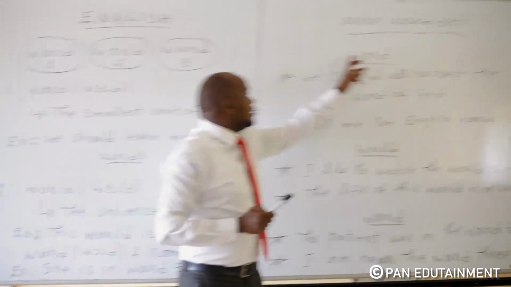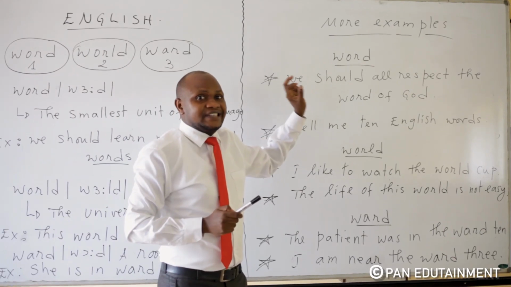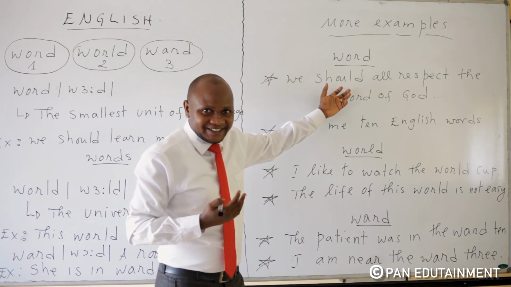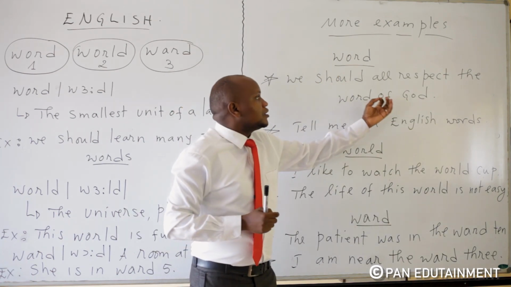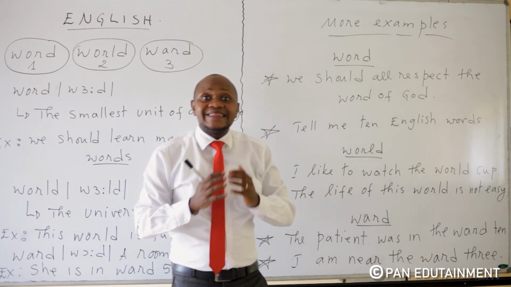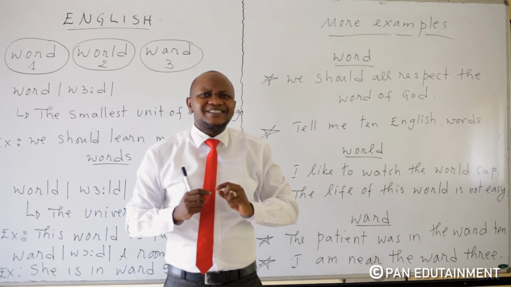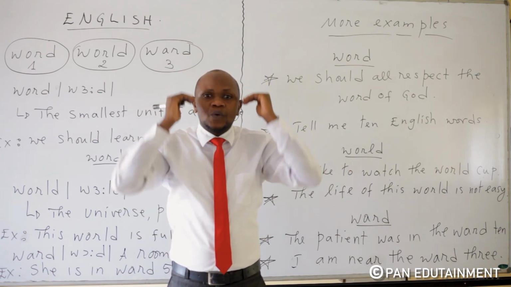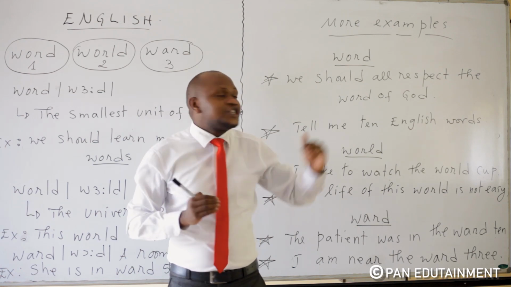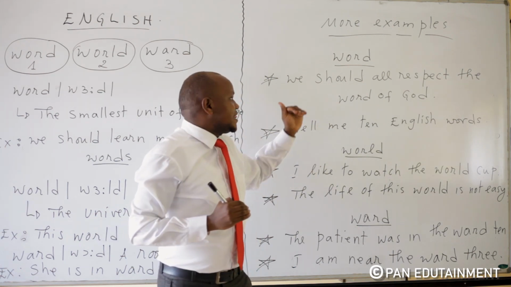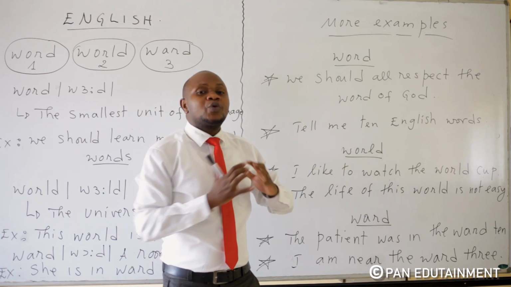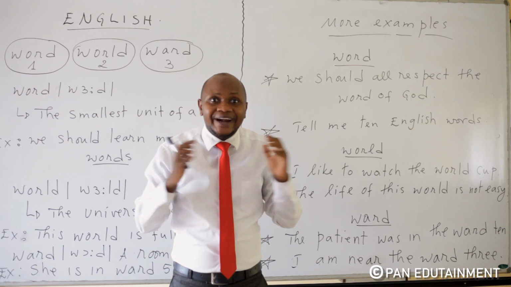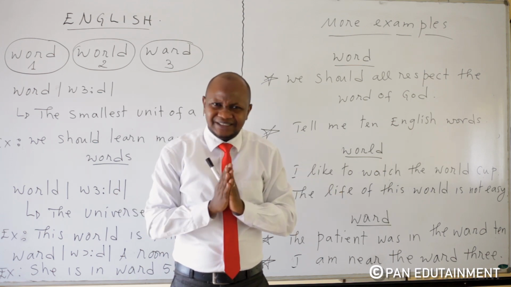For example, let us start from the first word that we have seen, which is word. Tutajira kujambo ryambere twabonye ari ryo word. We should all respect the word of God. Don't say the word of God. We say the word of God. We should all respect the word of God. Twese tugomba kubaha ijambo ry'Imana. The word of God.